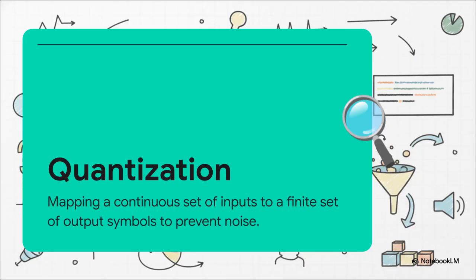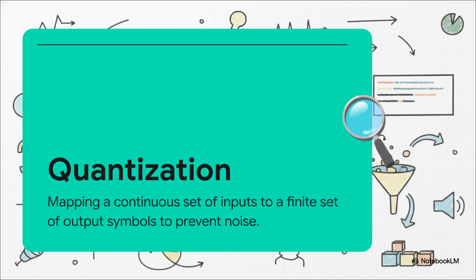So how exactly does the human brain cope with restricted bandwidth and noisy environments? Well, it actively uses a mathematical concept called quantization. Basically, quantization is mapping a continuous, infinite set of input values to a finite, countable set of output symbols to prevent noise from accumulating. Our biological cognitive systems use this as a literal error correction mechanism.